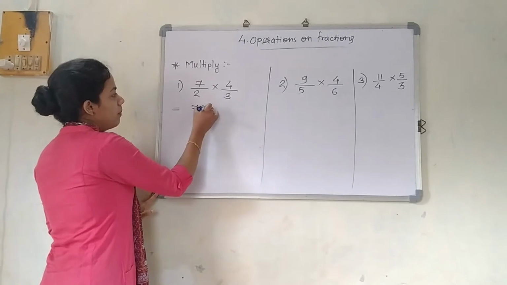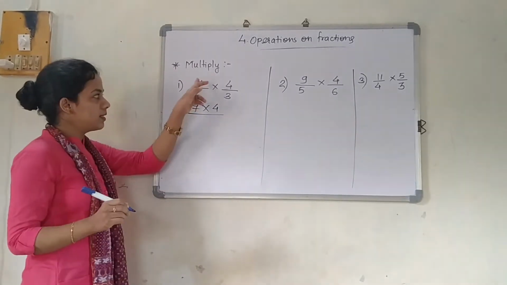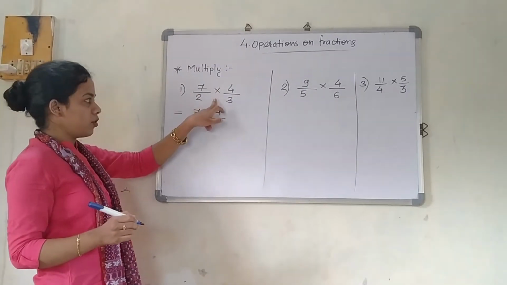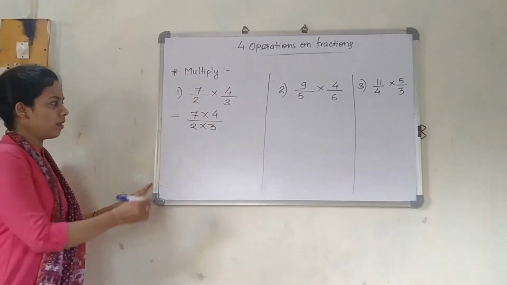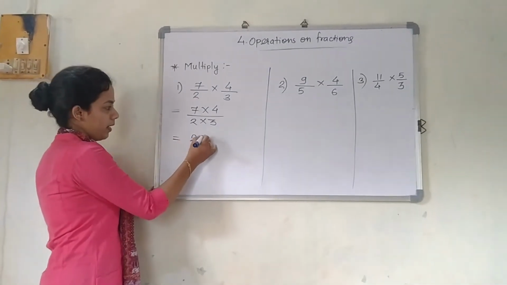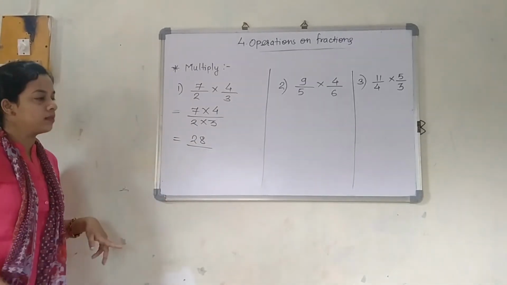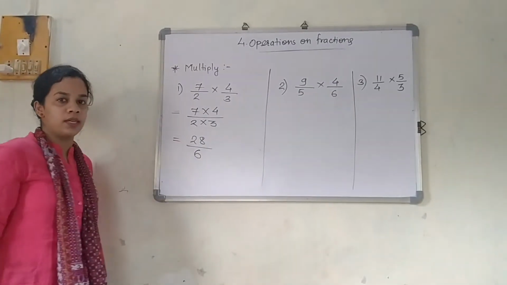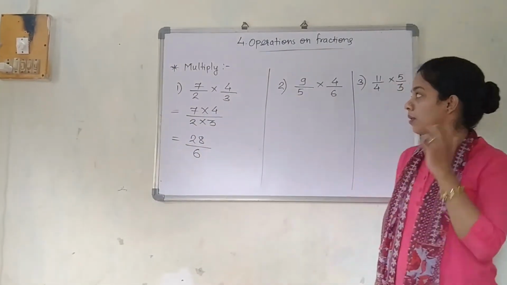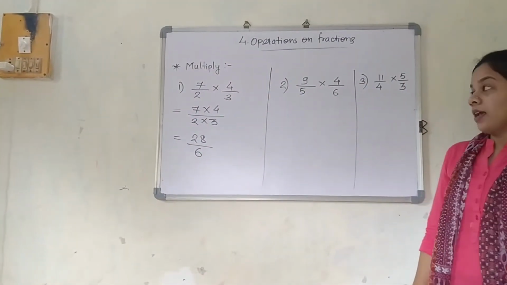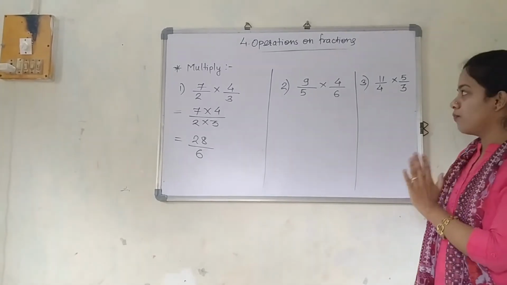I have told you to multiply numerator with numerator, that is 7 into 4, because multiplication is between, and 2 into 3. 7 into 4 is 28 and 2 into 3 is 6. So this is your answer, very simple. Now just focus on the next question. 9 upon 5 multiplied by 4 upon 6.